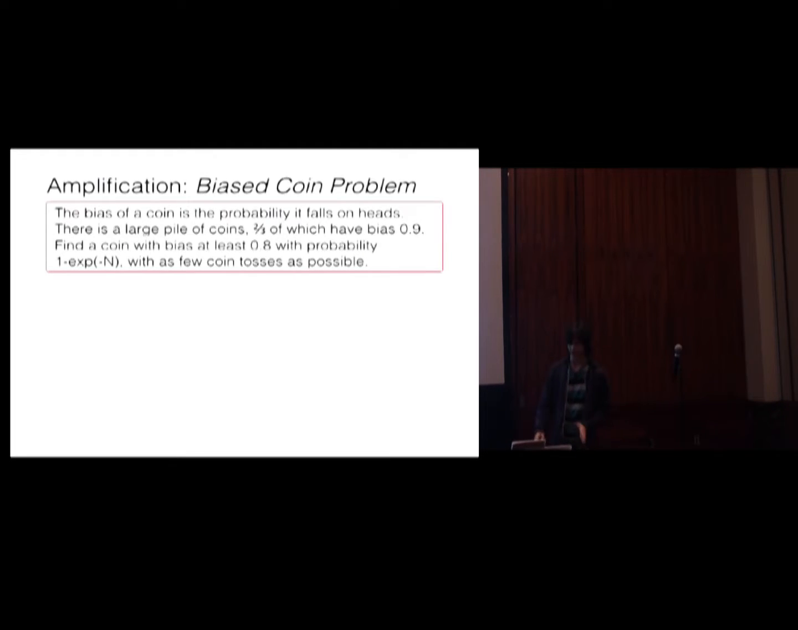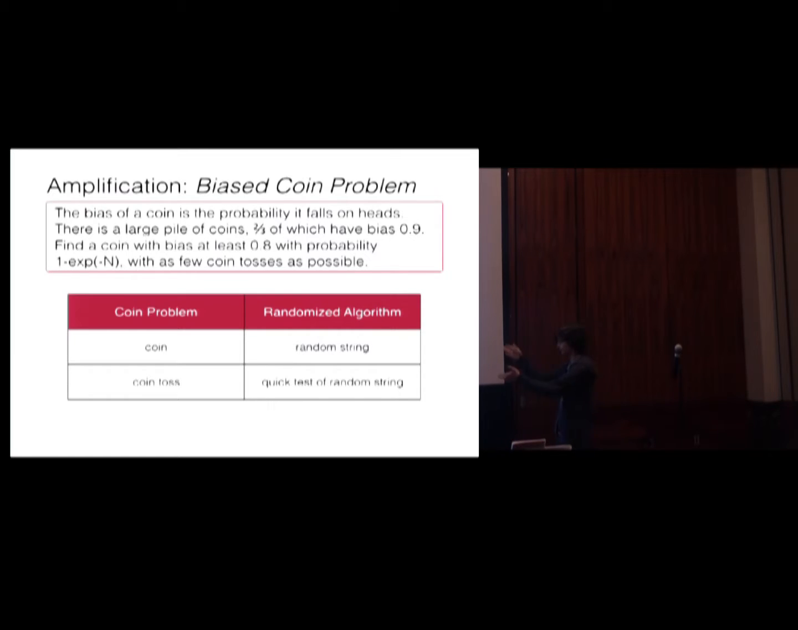Okay, so let me explain how this is related to randomized algorithms and amplification. Here's the analogy. A coin represents a random string. So the big pile of coins is the pile of random strings, and we can pick one out. And then a coin toss is like a quick test. A quick test gives us evidence about whether a random string is good or not, and a coin toss gives us evidence about a coin. So that's the analogy.